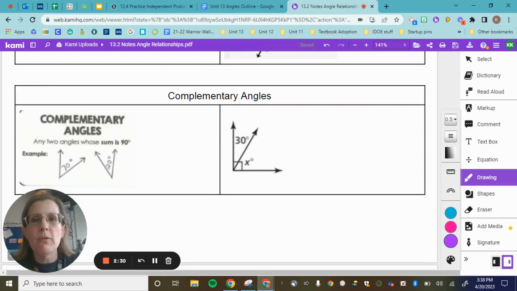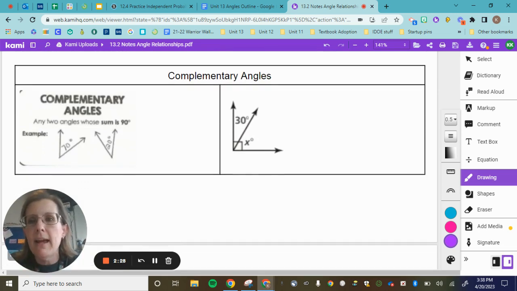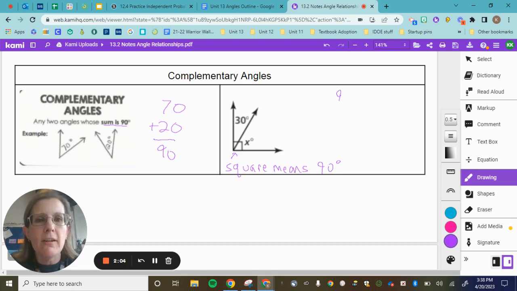Then this should be a review from 6th grade. Complementary angles have a sum of 90. So if you add them up, 70 degrees plus 20 degrees, we will get 90 degrees. So to find a missing number, like we're trying to find this x, we can know that this is complementary because the square means 90 degrees. It's a right angle. So I can subtract 90 degrees minus 30 degrees to get that my missing angle there, the angle where the x is, is 60 degrees.